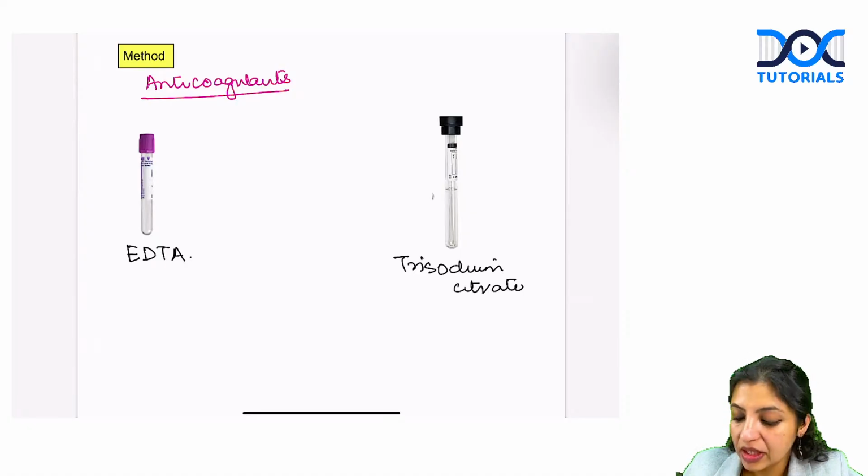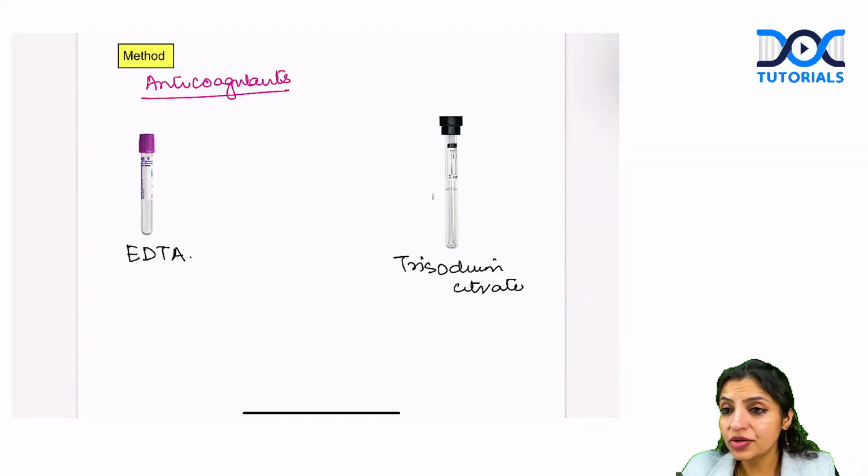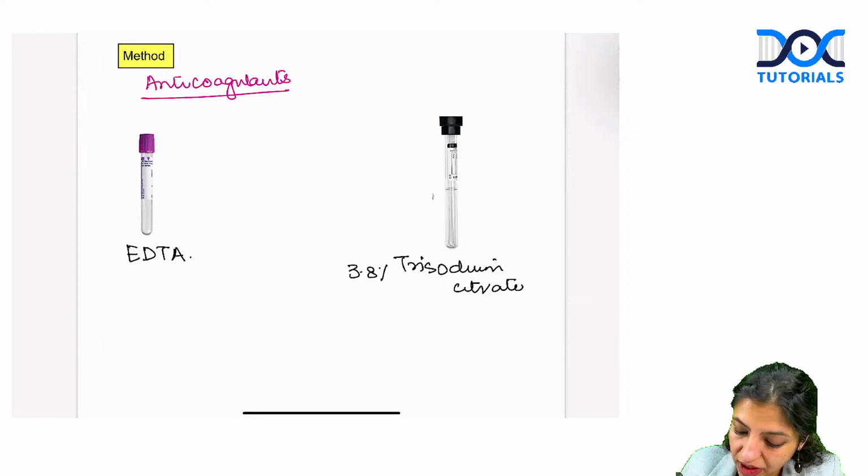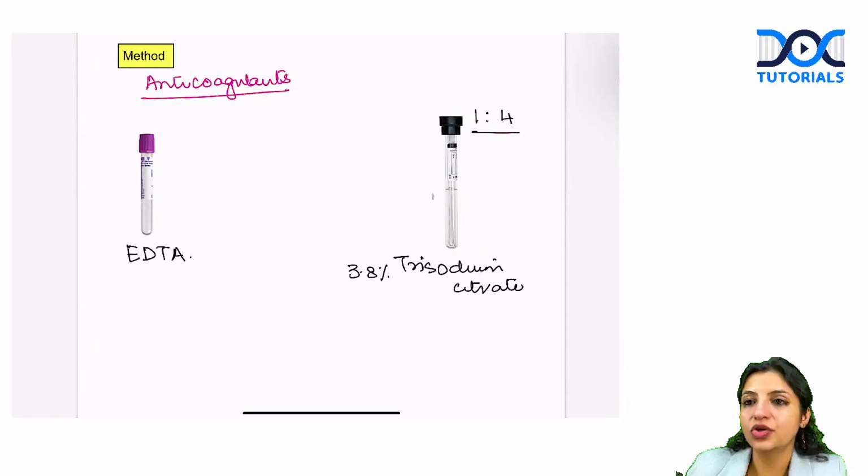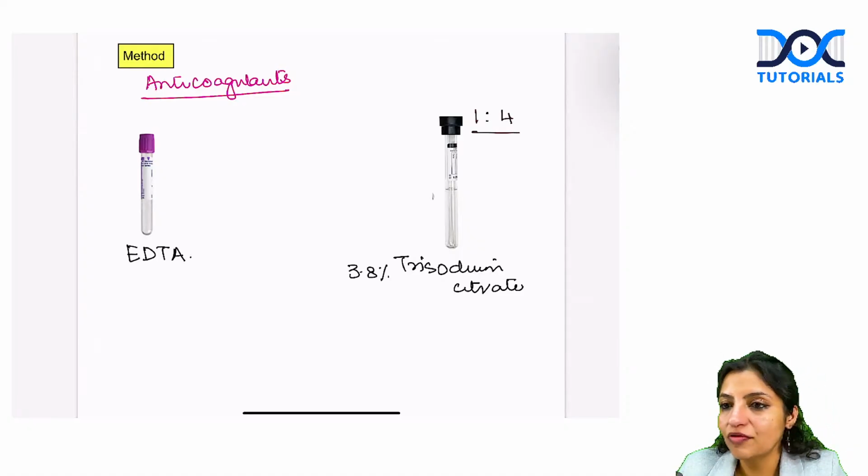Trisodium citrate. Can you see this is a black top vacutainer? So this is actually 3.8% trisodium citrate, and the ratio of anticoagulant to blood is 1:4. That is 1 volume of anticoagulant to 4 volumes of blood. So that has to be very, very clear here.